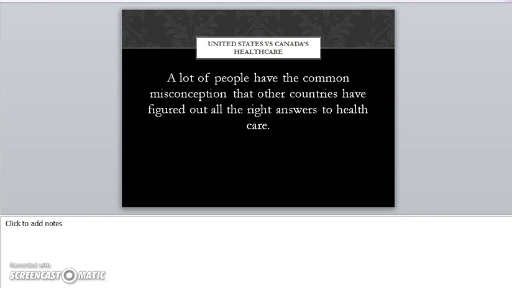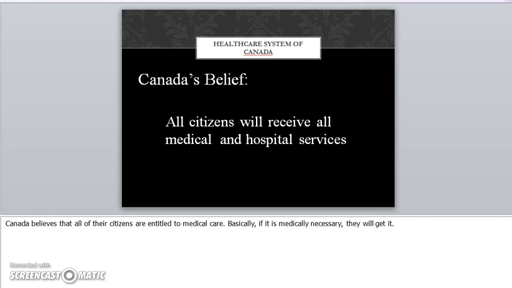United States versus Canada's healthcare. A lot of people have the common misconception that other countries have figured out all the right answers to healthcare. Canada believes that all their citizens are entitled to medical care. Basically, if it is medically necessary, they will get it.